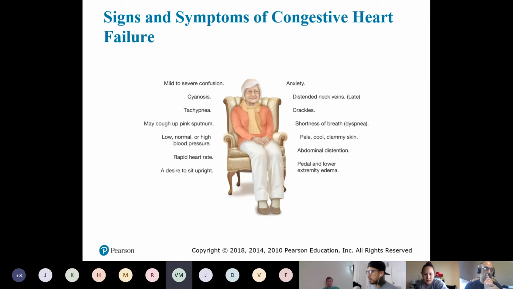For normal high blood pressure, rapid heart rate, shortness of breath, pale, cool, and clammy.